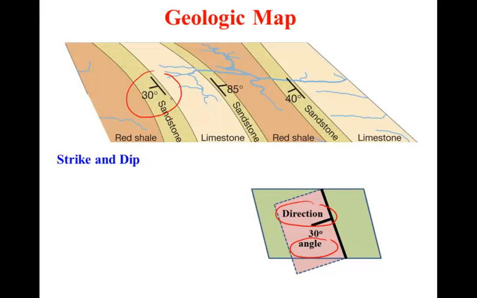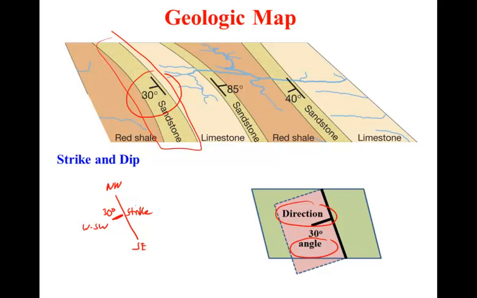For example, the strike and dip for the sandstone layer is shown on the map. Where sandstone outcrops on the surface in this part of the map area, its orientation was measured. It strikes in a northwest, southeast direction. This is strike. And it has a dip that's perpendicular to strike. It dips to the west or southwest. That's the direction of dip, and the magnitude is 30 degrees.